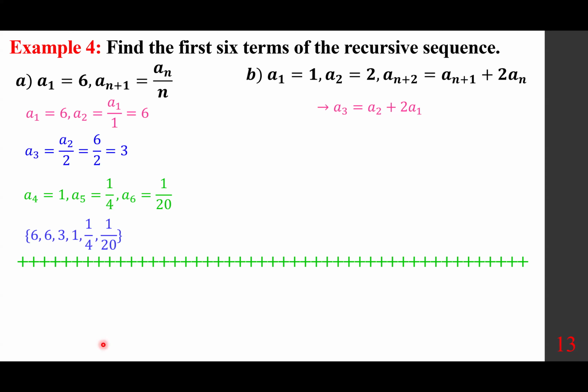And if you don't, just do this. Say, okay, this is 3. If n plus 2 is 3, n becomes what? 1. So put it here. 1 and 1 is 2. Put it here. In any event, now a sub 2 is 2, 2 times 1, 2, they add up to 4.